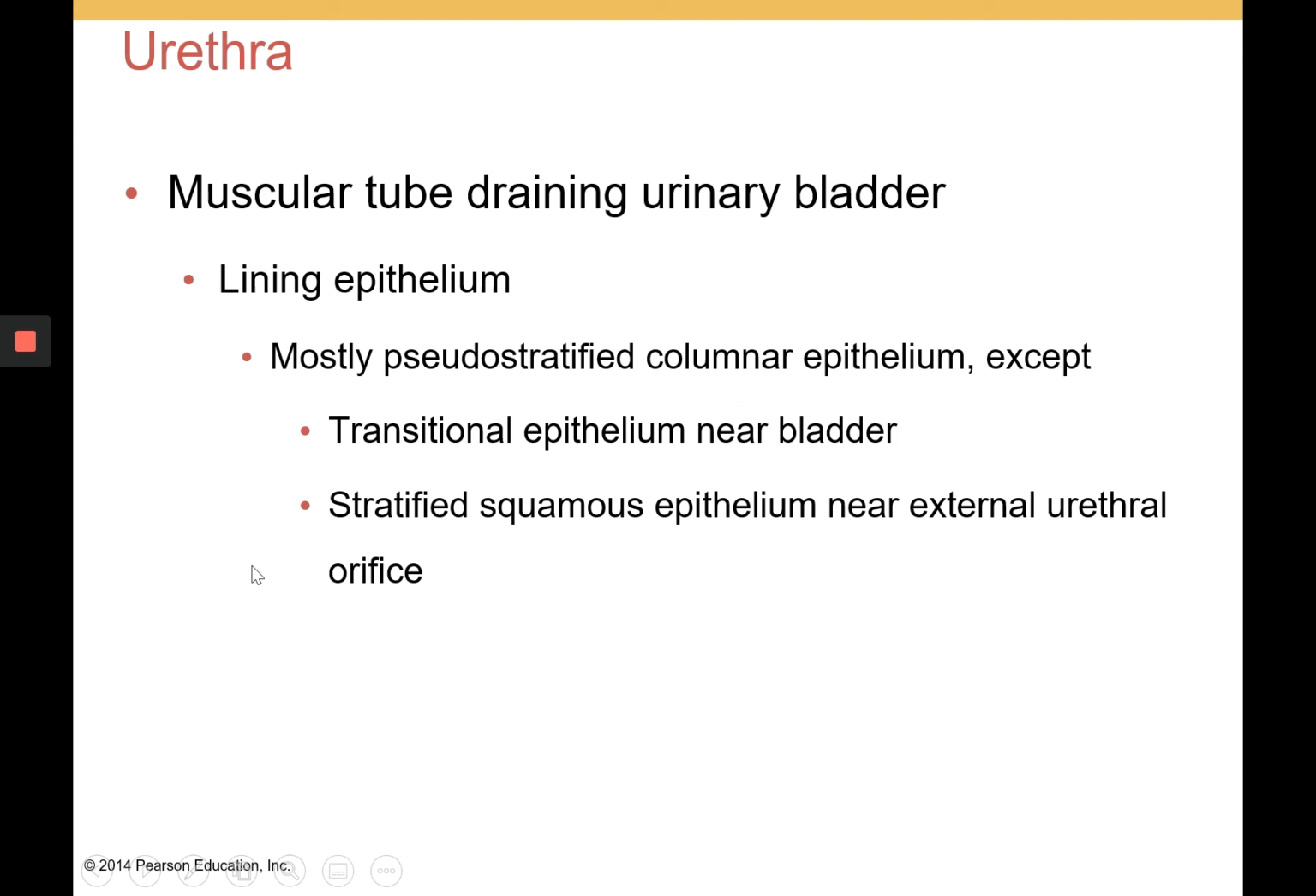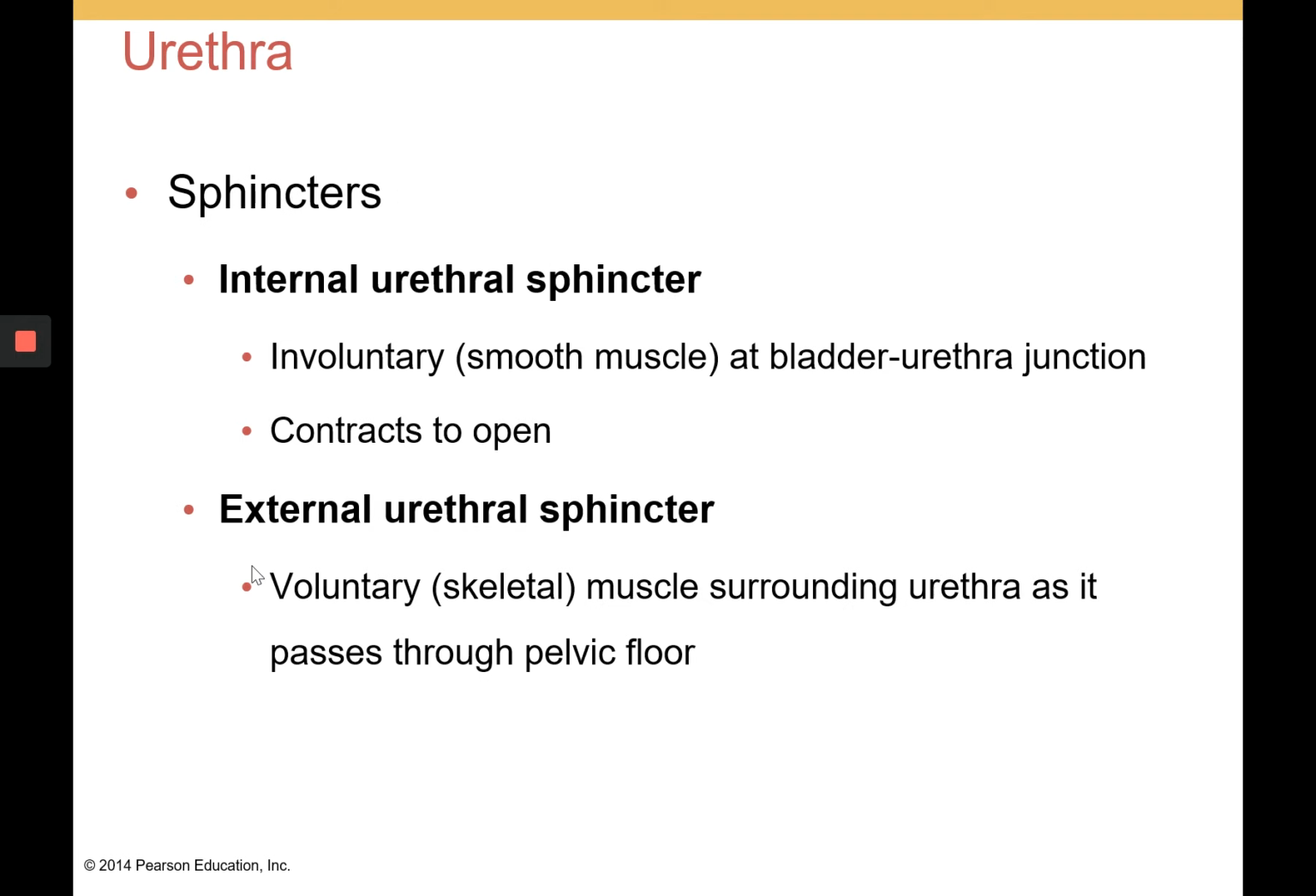The urethra is going to be a muscular tube that drains the urinary bladder. Its lining or epithelium is going to be transitional near the bladder and then stratified squamous near the external urethral orifice, but it's actually going to be kind of in the middle, mostly pseudostratified columnar epithelium. It has 2 sphincters, an internal and external urethral sphincter. The internal urethral sphincter is made up of smooth muscle. The external urethral sphincter is made up of skeletal muscle. So the internal urethral sphincter is under involuntary control, and the external urethral sphincter is under voluntary control. So you get to decide when the external urethral sphincter opens, whereas the internal urethral sphincter will open involuntarily.